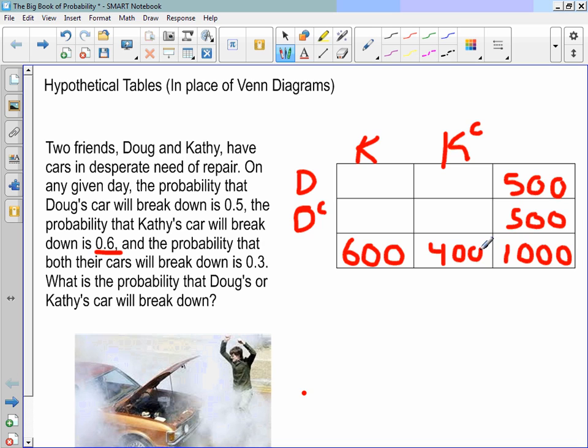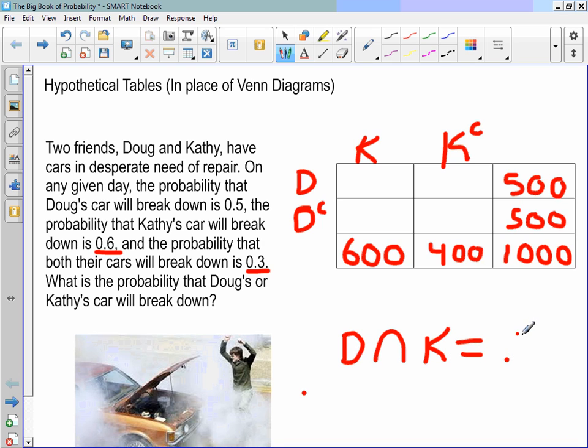All right. Now, we need one more box to fill out everything else. And that's all we need. We need really three bits of probability to fill out the whole hypothetical table. It says here the last one is that the probability that both cars will break down is 0.3. So both Doug's and Kathy's. Now remember, this is an and statement. So both Doug's and Kathy's. The probability that both will break down is 0.3.